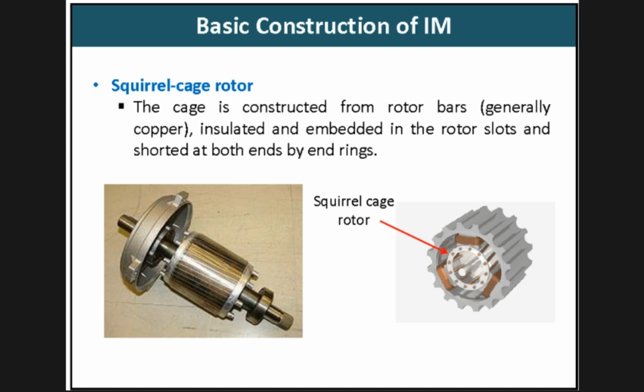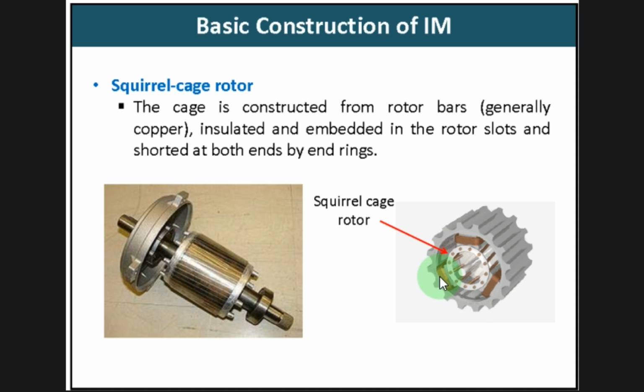You might have seen squirrel cages. This looks the same, functionally and in appearance, like a squirrel cage. The cage is constructed from rotor bars, generally copper. Sometimes aluminium is used to construct the rotor bars, but copper is better because its conductivity is higher. They are insulated and embedded in the rotor slots, and shorted at both ends by end rings. So at both ends you have end rings.